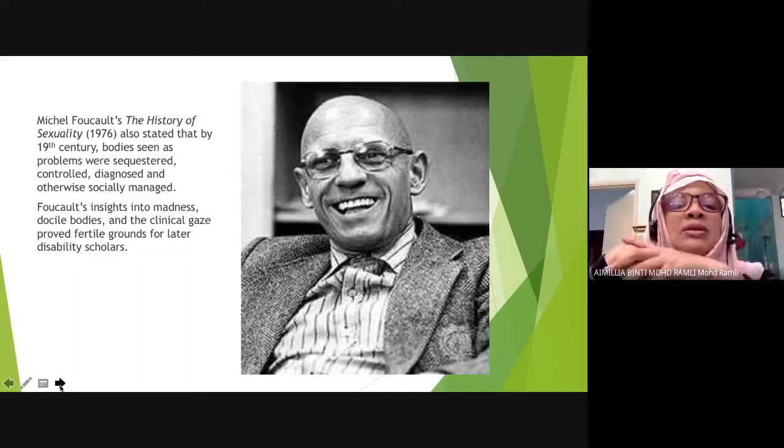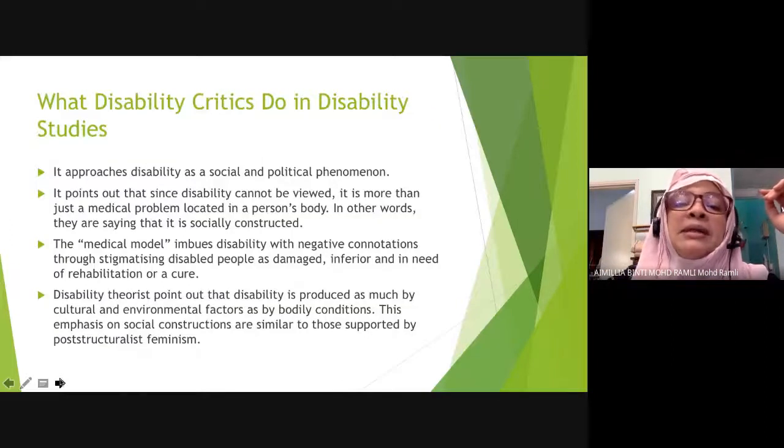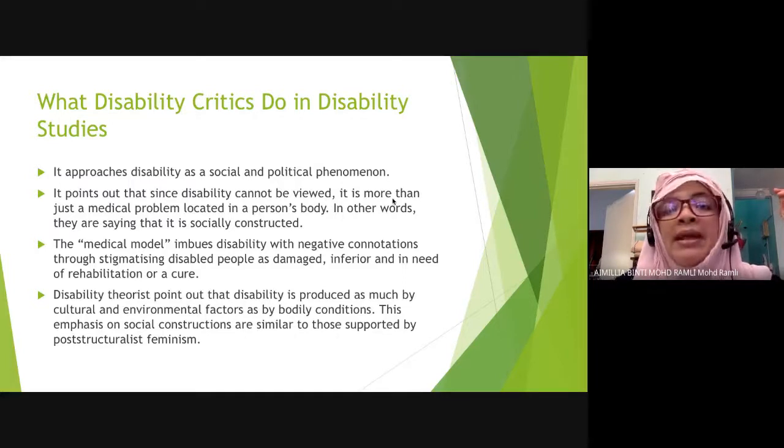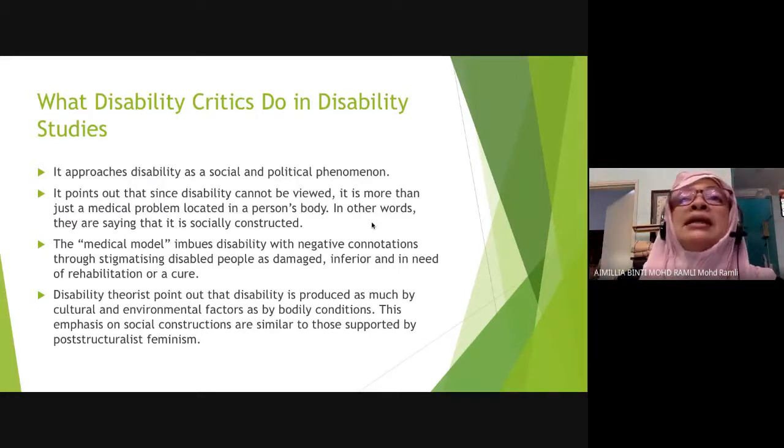So Foucault's insight into madness, docile bodies, and the clinical gaze proved fertile grounds for later disability scholars. So what do disability critics do in disability studies? It approaches disability as a social and political phenomenon. It points out that disability is more than just a medical problem located in a person's body. In other words, we are saying that it is socially constructed. Not all disability actually can be viewed. Certain disabilities, like what I said, if you are partially blind, if you are deaf sometimes, you can be treated in a different way by society. So they are saying that disability is socially constructed because disabled people are being treated differently from normal people.